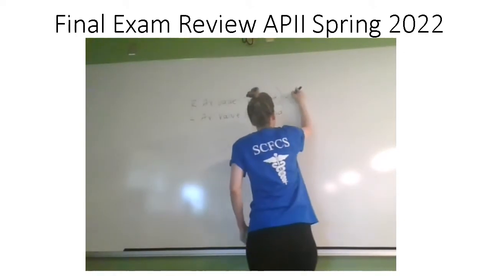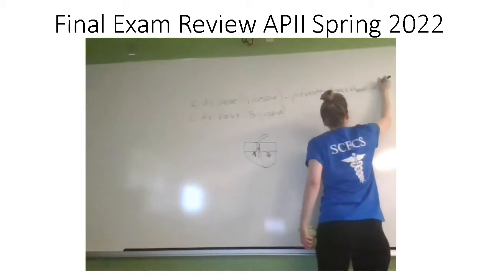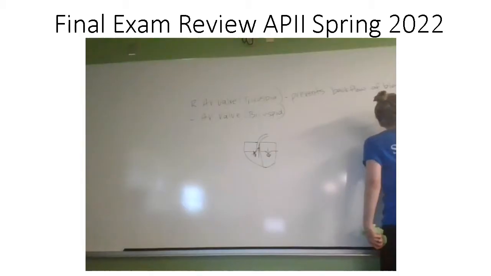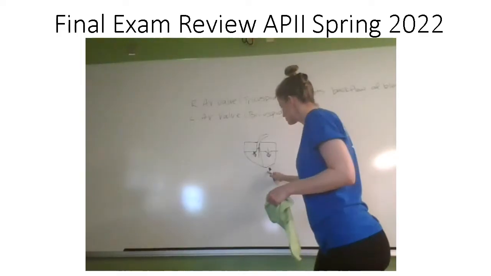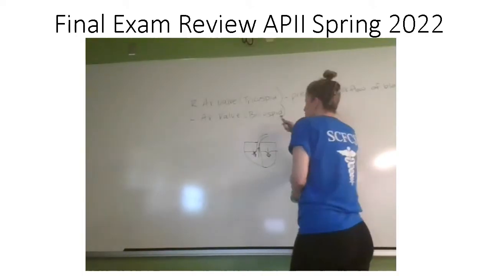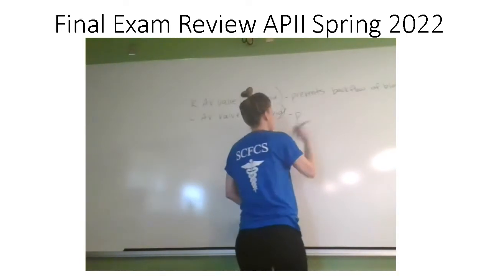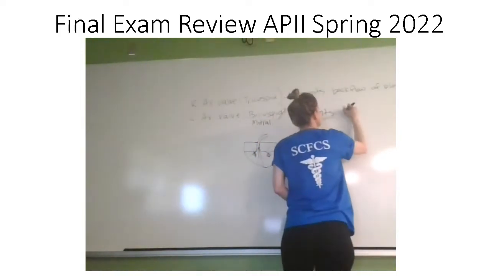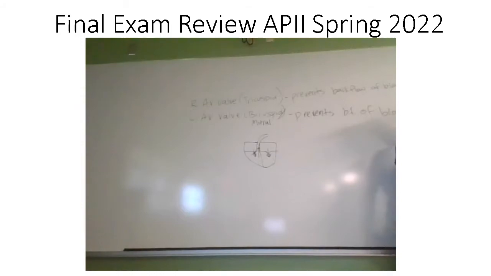So on the right side, the tricuspid valve prevents the backflow of blood from the right ventricle into the right atrium. The left AV valve, or the bicuspid valve, we also call that the mitral valve, does the same thing but on the left side. So it prevents the backflow of blood from the left ventricle into the left atrium.